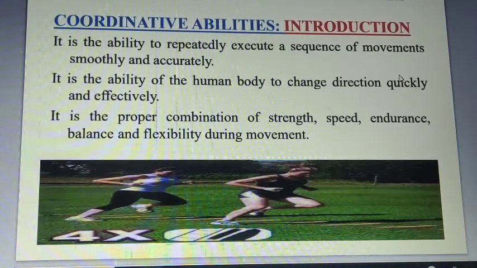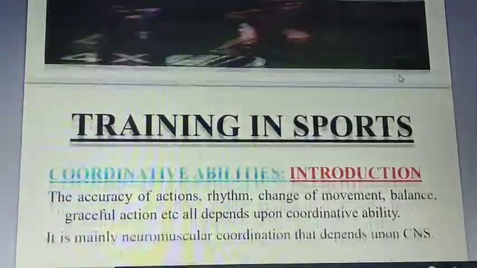Students, as you can see in this diagram, for coordinative ability we must have good strength, good speed, endurance and flexibility. It is a proper combination of all the physical fitness components. What are our physical fitness components? Strength is the ability to overcome resistance; speed is the ability to perform movement at a high speed; endurance is the ability to overcome fatigue; balance means a stable position; flexibility is the ability of our joints to move in maximum range.